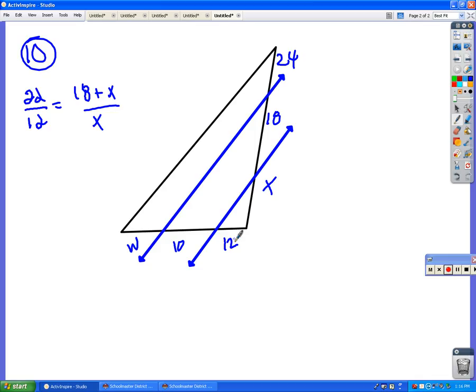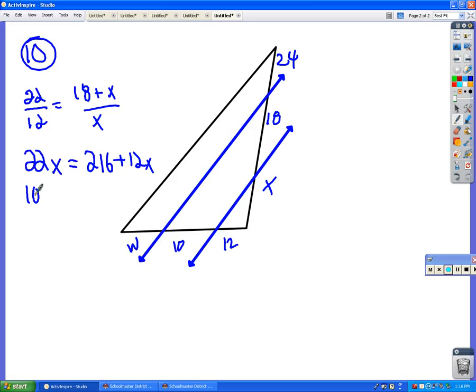When I cross multiply these two, what do I get? 22x, because if I cross multiply this way, 22 times x is 22x. And then 12 times 18 is 180 plus 36, 216. Sure. Yeah? Plus 216. Okay, plus another 12x. So then I subtract 12x from both sides. Ooh, did I do the math wrong there?